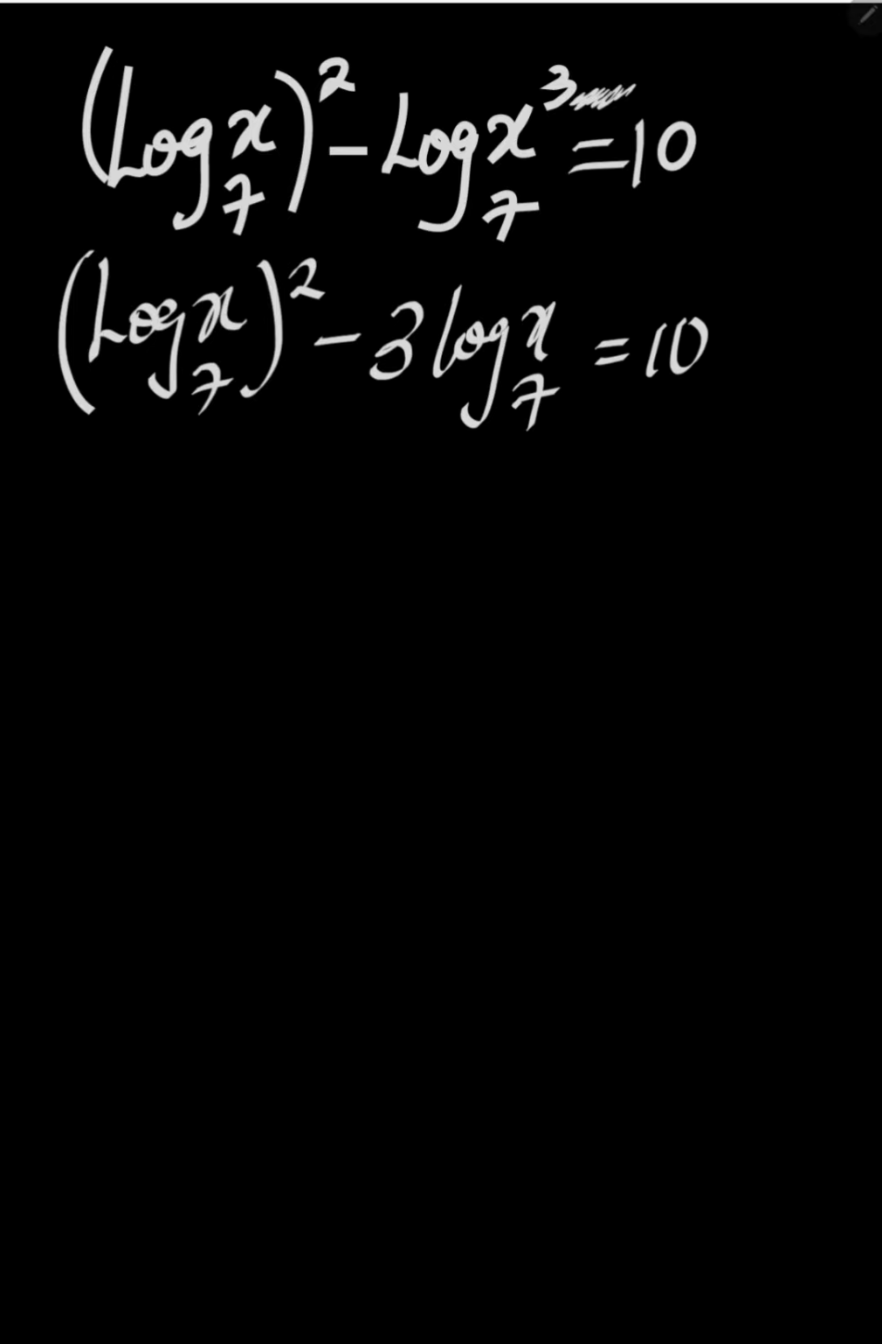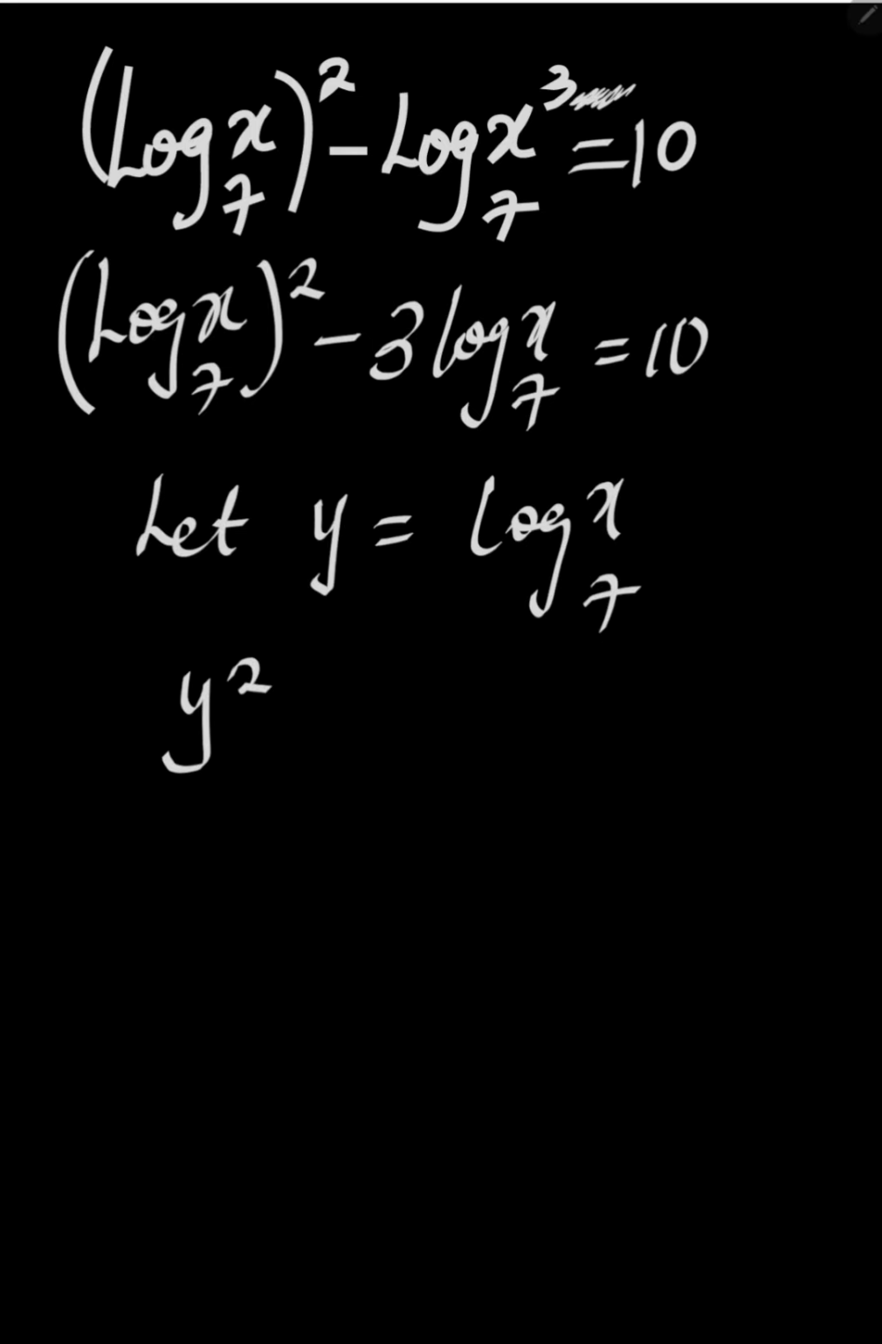Now notice here that logarithm of x base 7 is common. We can represent it with any letter we like. Let's say let y be equal to logarithm of x base 7. If we do that, we can now replace log x base 7 with y. By so doing, we'll have y squared minus 3y is equal to 10.